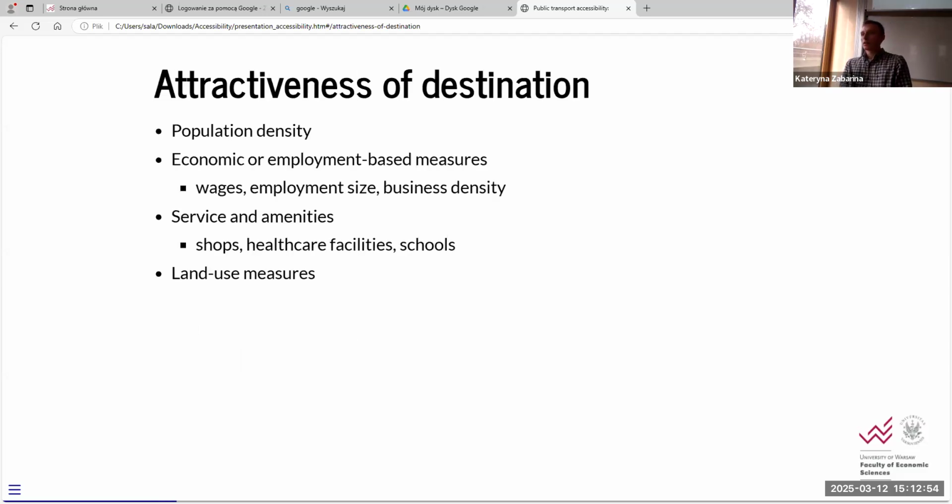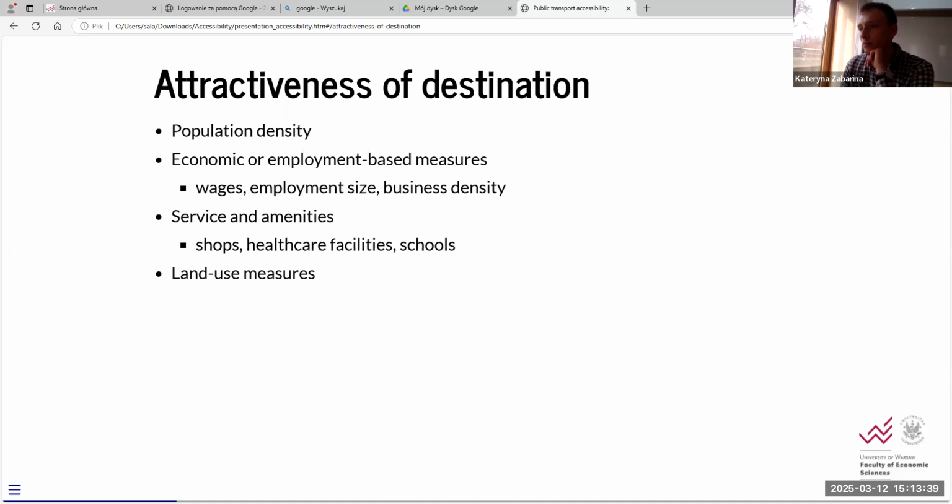Okay, and so I told about the impedance function a little bit, and how about attractiveness? How to measure it? What can it be? The simplest idea behind it is population density. Why? Because population density correlates with economic activity and the different facilities, like mentioned before. So it is a simplest and quite safe measure of attractiveness of destination.